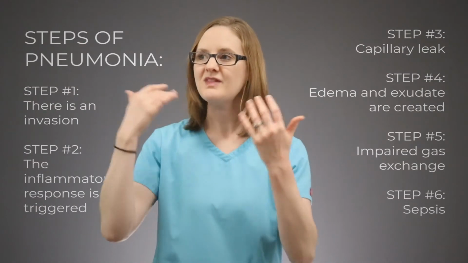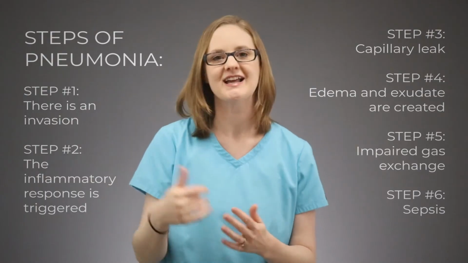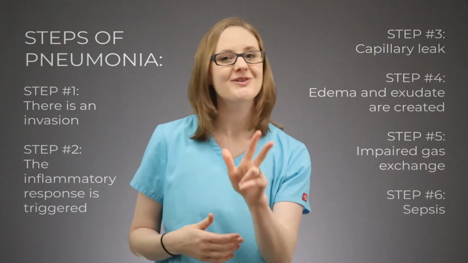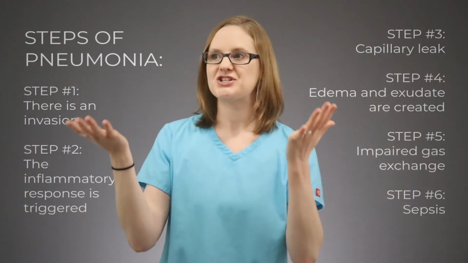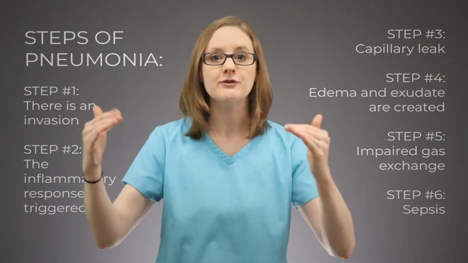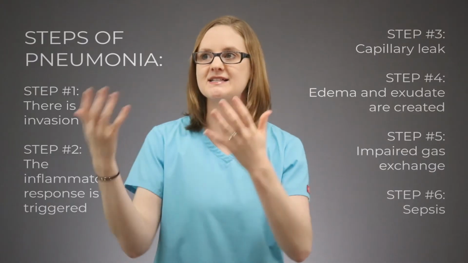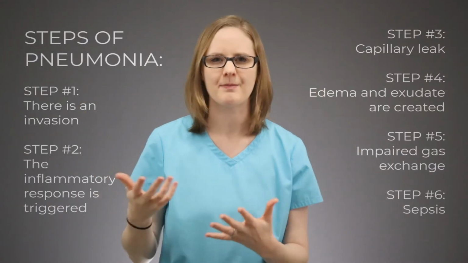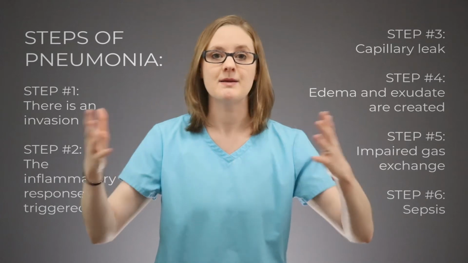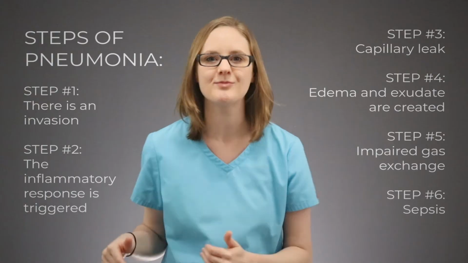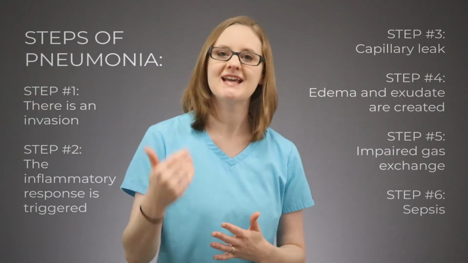Step number one, there is an invasion of a pathogen. Step number two, the inflammatory response is triggered. Step number three, capillary leak occurs, which is where that blood and fluid leak out of the blood vessels, right? They become leaky. And step number four, there is edema and exudate and debris buildup inside the lungs, and this impairs gas exchange, which is step number five. And if the pathogen makes its way into the bloodstream, that leads us to step number six, which is sepsis. Now, I hope this clarified this whole process of pneumonia for you.